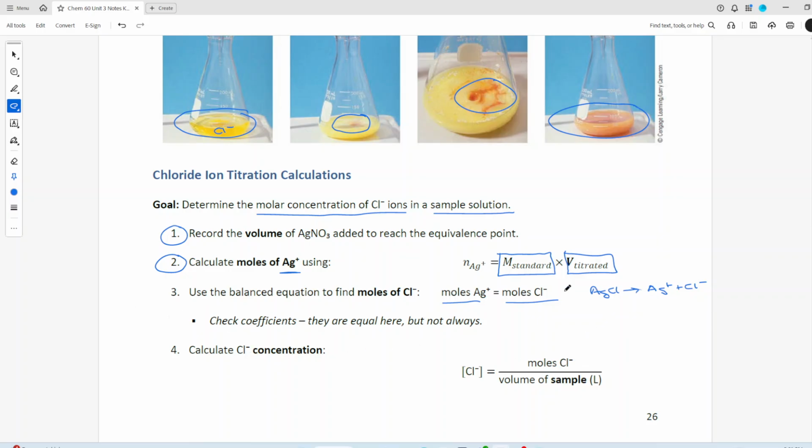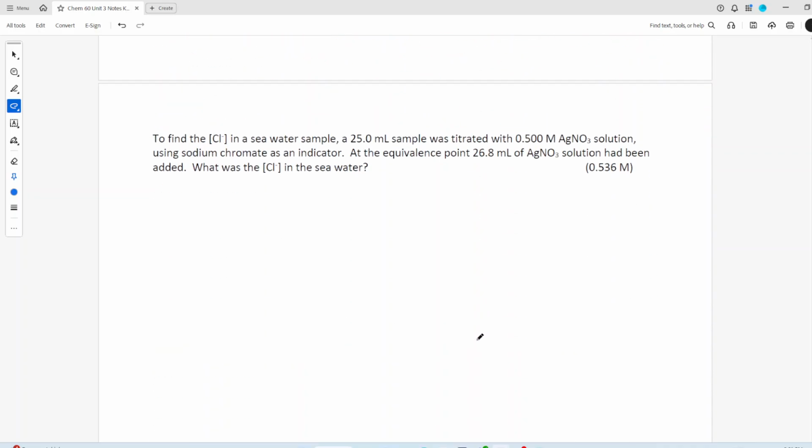And then you can determine the chloride ion concentration. If I know the moles of silver, I know the moles of chloride, which you can then divide by the volume of your sample solution. So then you can find the concentration of the chloride ions in that sample solution. So those are your 4 steps, and we're just going to practice this a few times.